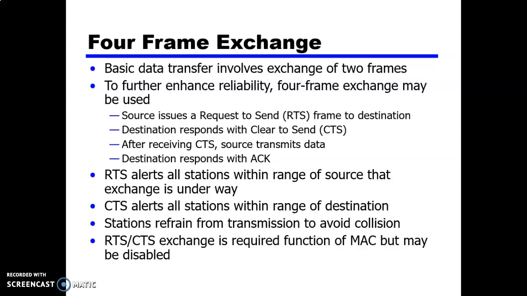Here RTS alerts all stations within the range of the source, while CTS alerts all stations which are in the range of the destination. Stations refrain from transmission to avoid collision. RTS and CTS exchange is a required function of the MAC layer, but this may be disabled. But this RTS and CTS exchange is very important for reliable data delivery, which we have seen here.